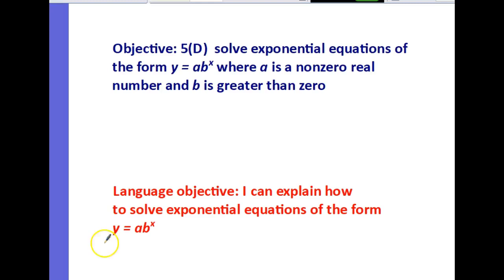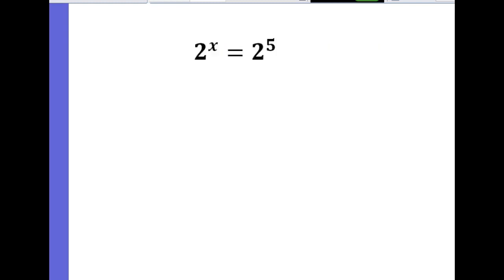We are going to solve these exponential equations. They're exponential because the x is the exponent. Okay, so before we get to the notes, just use some common sense here. What does x have to be equal to?